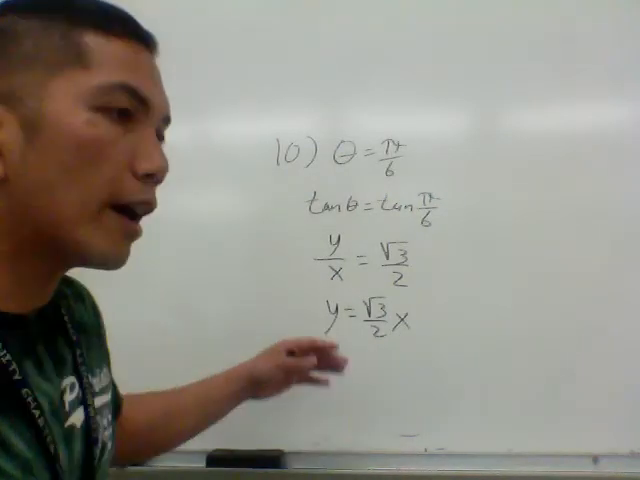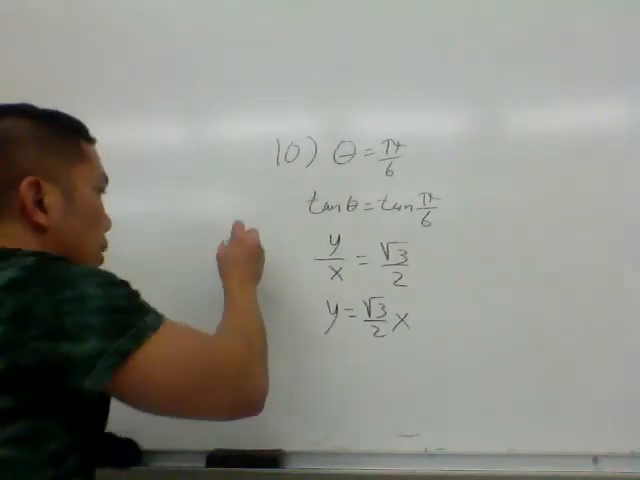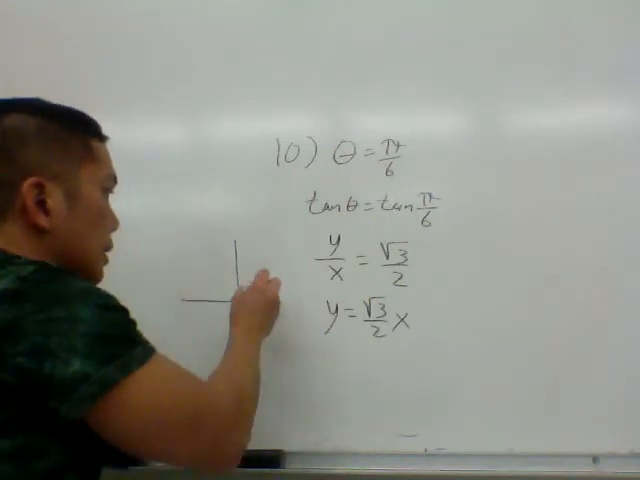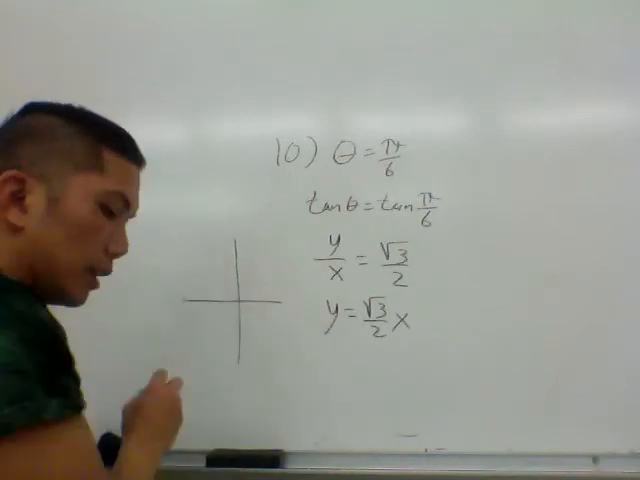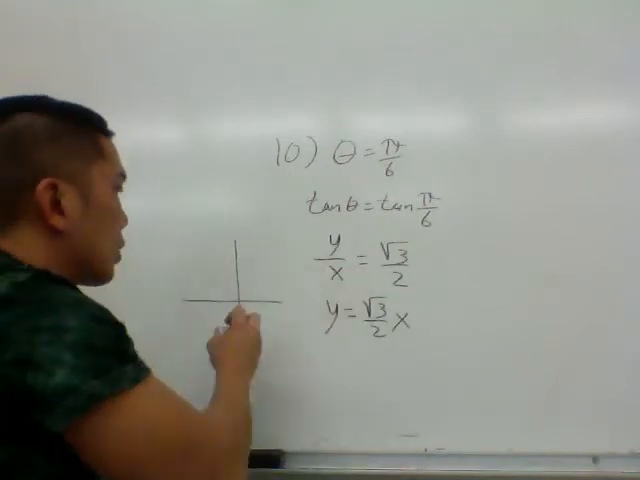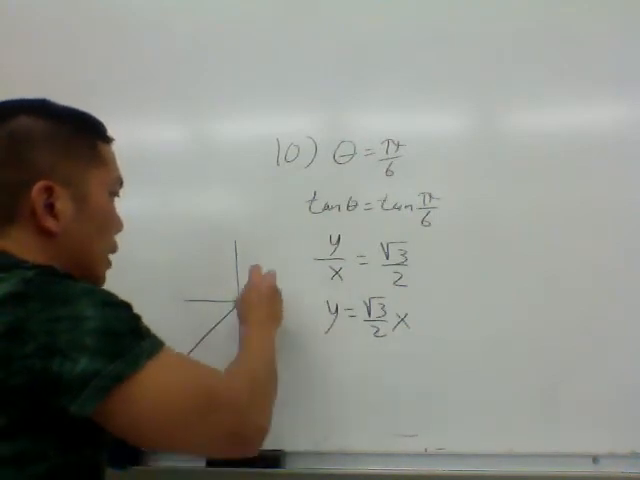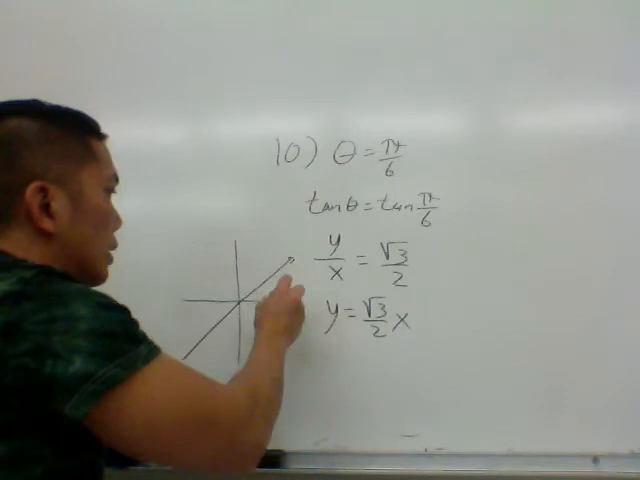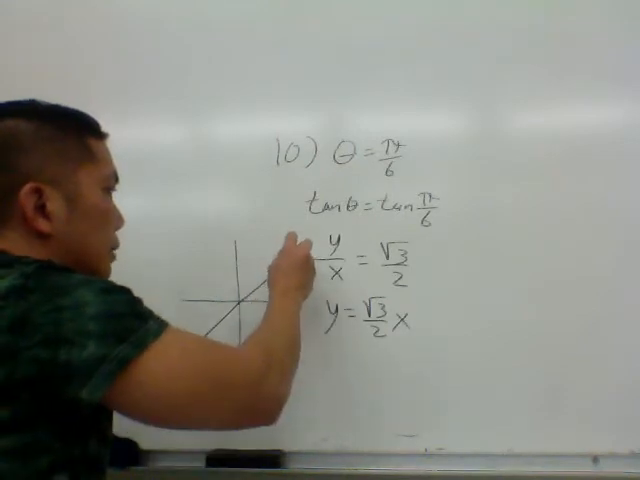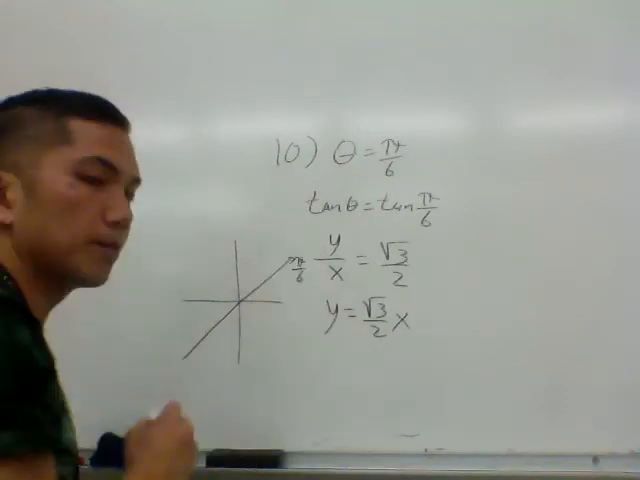And when you graph it, basically if you have your circles going around this way, pi over 6 is 30 degrees, so on your 30-degree line, you should have a line going this way if this is pi over 6. Okay?